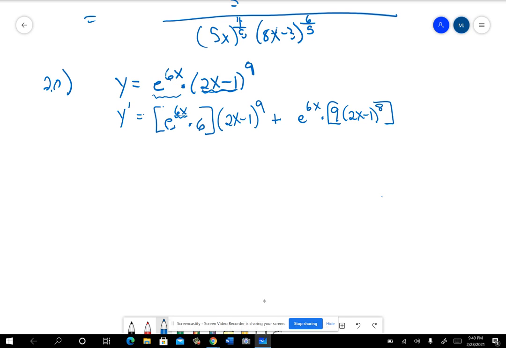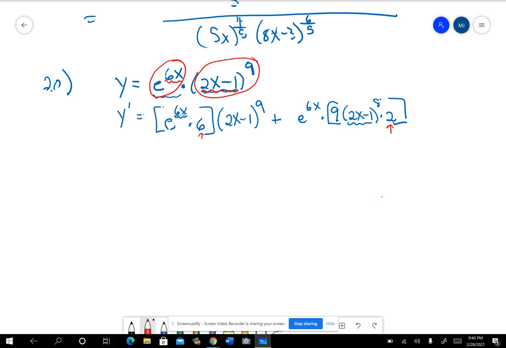Let me expand my bracket a tad, because I gotta do the derivative of the inside. And the derivative of the inside is 2. So do you see how that was a combination of rules? I needed to use the product rule, but then each piece of this was the composition of two functions, and so was that. The inner function on this one was 6x. The inner function here was 2x minus 1. So that's why I had the 6 right there. That's why I had the 2.